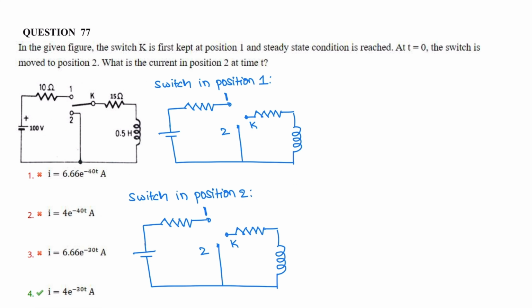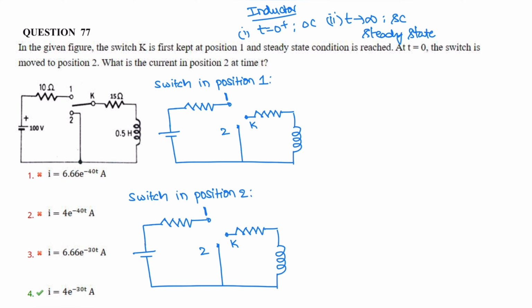Next question. In the given figure, the switch K is first kept in position 1 and steady state is reached. We know that for an inductor, at t equal to 0 plus, at the initial stage, the inductor is open circuited. At t tends to infinity, in steady state, the inductor acts like a short circuit. In the initial stage, the inductor acts like an open circuit.